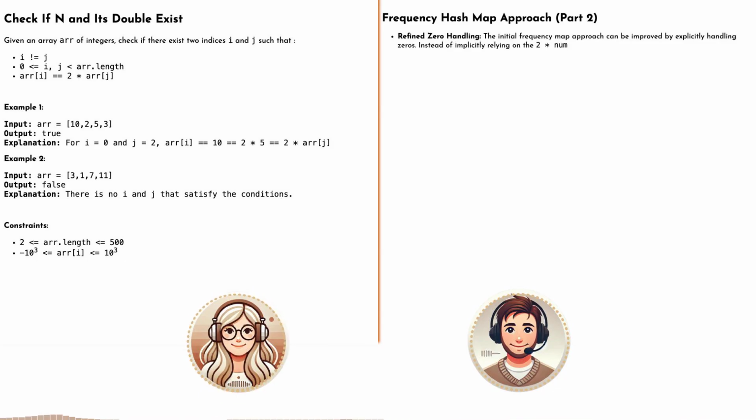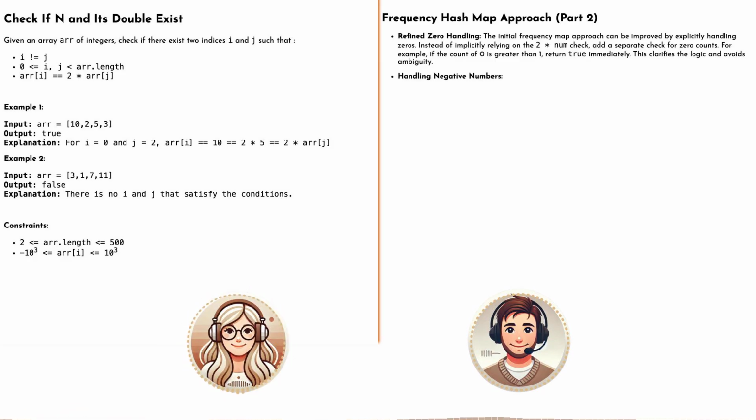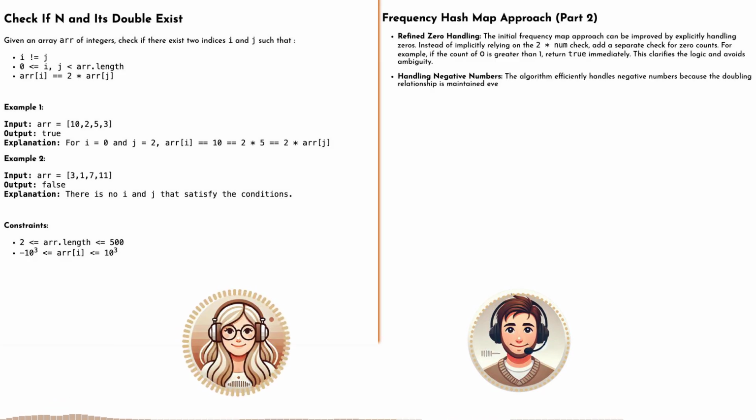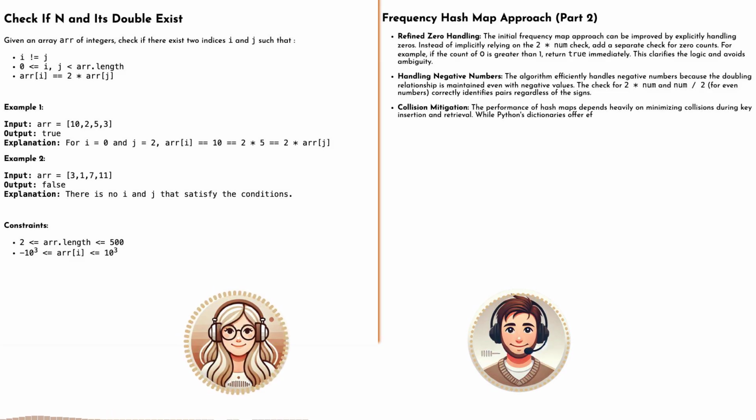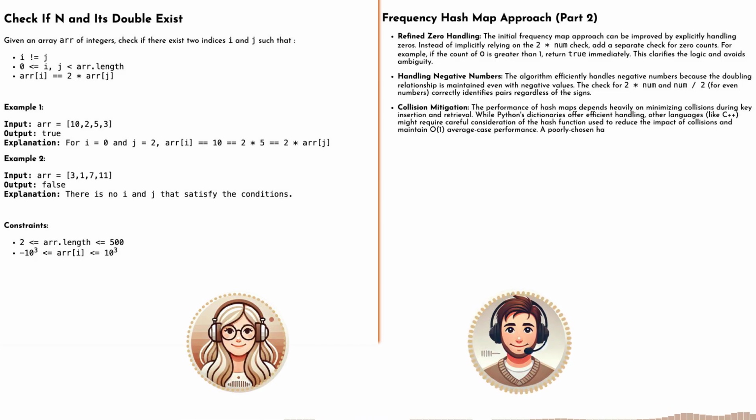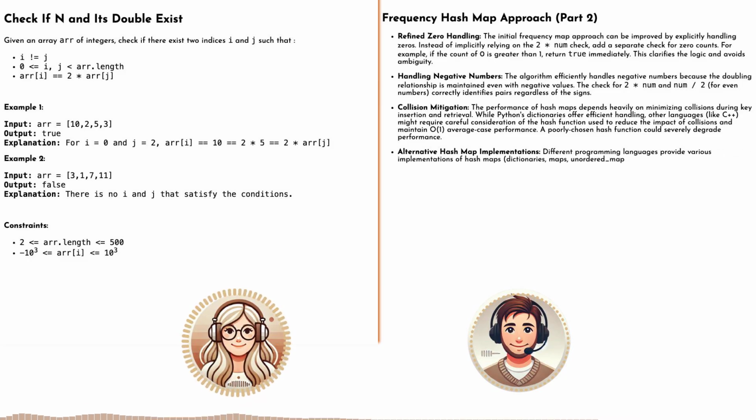I've got one more up my sleeve. This one uses what we call a frequency hash map, and it's especially handy when we have to deal with those tricky negative numbers. Remember how sets only care about unique values? Yeah. Well, with doubles, the sign of the number can be important. 2 and -2 are different values, but one is double the other. Ah, that's right. Sets wouldn't be able to tell the difference. Exactly. That's where the frequency hash map shines.